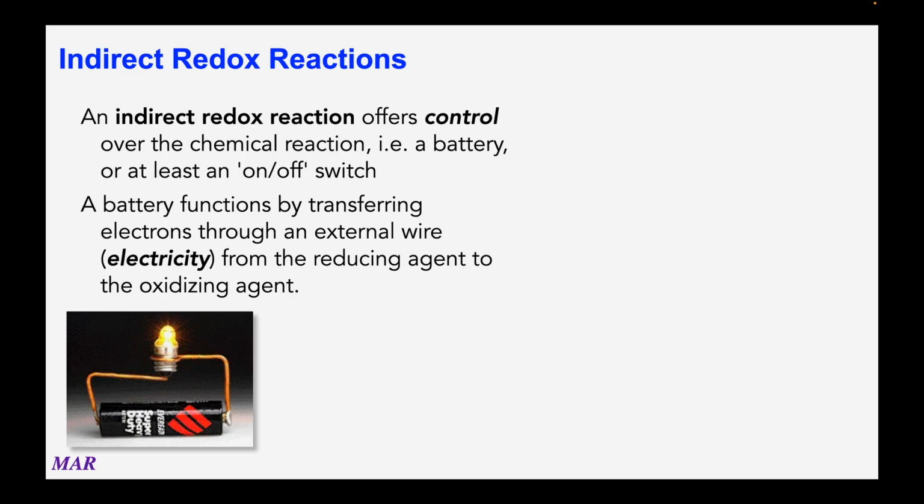You can also, though, have what's called an indirect redox reaction, and that's what we're going to talk about a lot in this section. So in an indirect redox reaction, it allows the scientists to have some control over when electrons start flowing and when they don't. And what you basically have to do in a nutshell is you've got something that gives up electrons, the oxidized part, and you've got something that accepts the electrons, the reduced part.